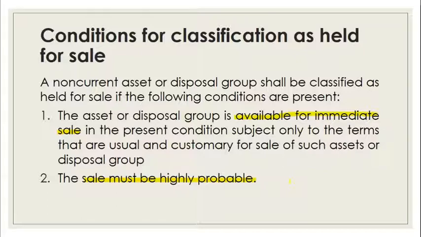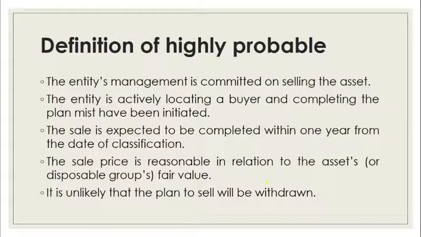Now, it is said here that the sale must be highly probable. So, di ba, if may tag highly probable, it is kind of vague, no? So, let us define what highly probable means. So, for the sale to be considered as highly probable, the following conditions must be met. So, we have here 5 conditions.